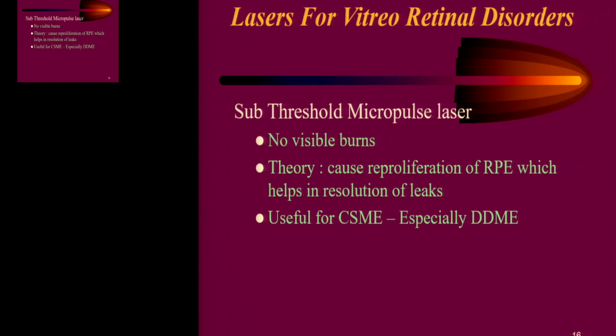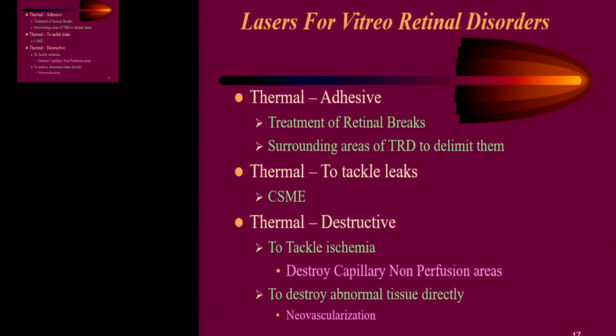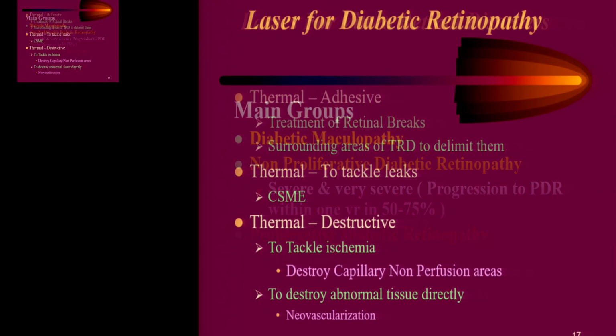As far as the subthreshold micropulse laser is concerned, it's supposed to help in resolution of leaks in patients with CSME, so it should be good for DME, but we don't have enough studies yet on the topic. As far as the normal thermal lasers are concerned, you can use them to treat retinal breaks as an adhesive modality. You can also use them for localized TRDs as an adhesive modality to delimit those. In addition, you can use them to stop the focal leaks in CSME, and finally to destroy areas of ischemia or abnormal tissue, the neovascularization.